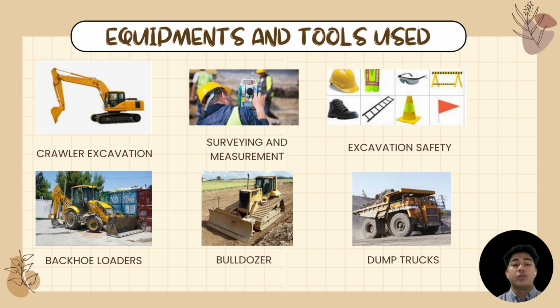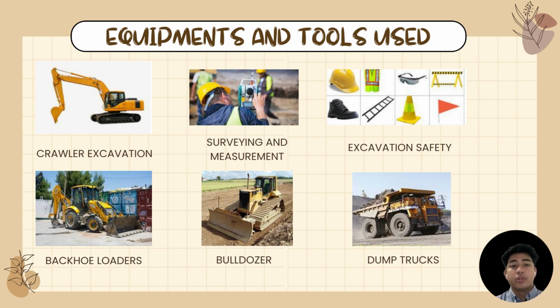For the equipment and tools used, firstly is the crawler excavator, used to dig and remove soil, rocks, and other excavation material on site. The bucket is pushed downward and dragged toward the machine upwards to hold the loads. Second one, backhoe loaders. It is a combination of both loader and excavator. It consists of a loader bucket on the front and a digging bucket on the backhoe arm.